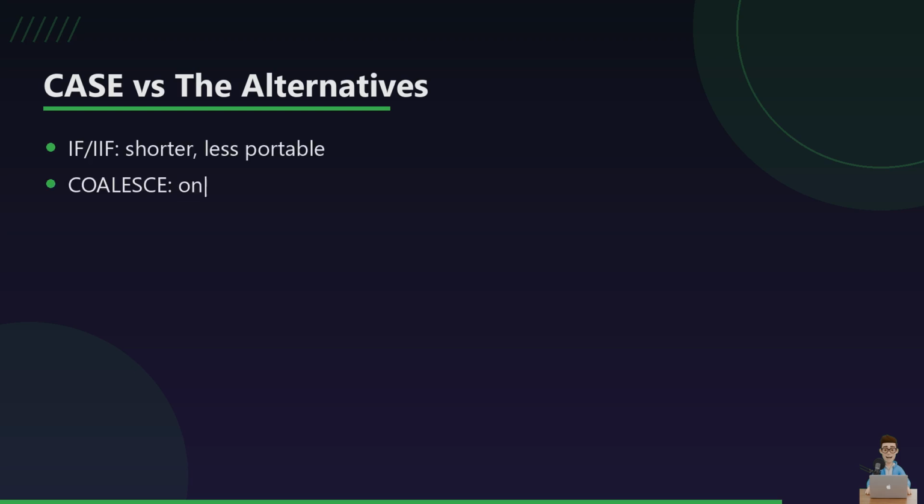You've got cousins to CASE. IIF and IF are shorter but they change name and behavior across databases so they don't travel well. COALESCE is great, but only for one job, swapping out NULLs. CASE is wordier, sure, but it runs the same everywhere and handles anything. My honest take, just learn CASE well and you rarely need the others.